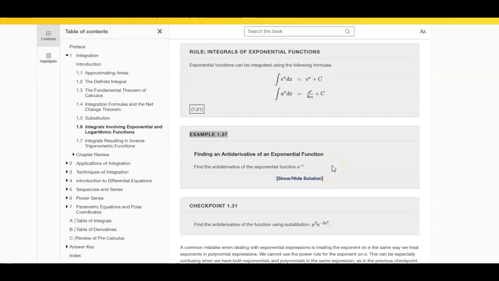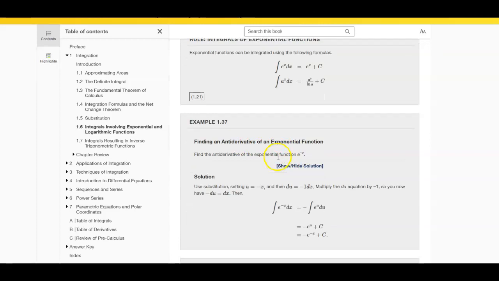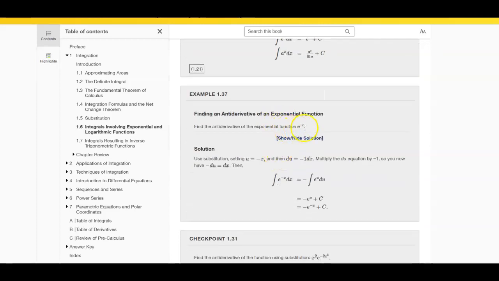So they go through an example here of finding an antiderivative of the exponential function e to the negative x. You can do this with substitution. If you make u negative x, then du is negative 1 dx. And so you can change this integral into negative the integral of e to the u du. Well, the integral of e to the u du is just e to the u plus c. And then you have the negative outside, so it's negative e to the u plus c. And then change the u back to negative x, and you have negative e to the negative x plus c.